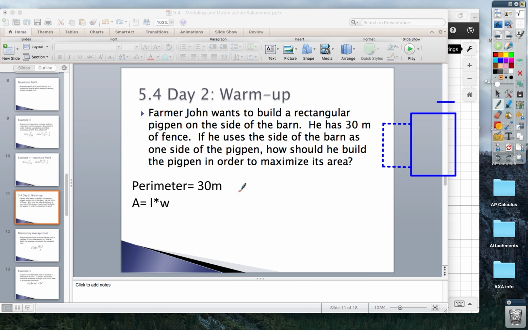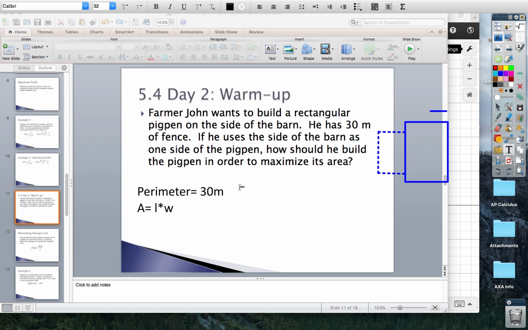So now we have to look a little bit further into how we use that perimeter. We know that perimeter is typically 2L, 2 times the length, plus 2 times the width equals 30. However, because we're using one side of the barn, we don't actually need this extra W or extra L depending on what you want to use. And so we're going to know that the width is equal to 30 minus 2L.